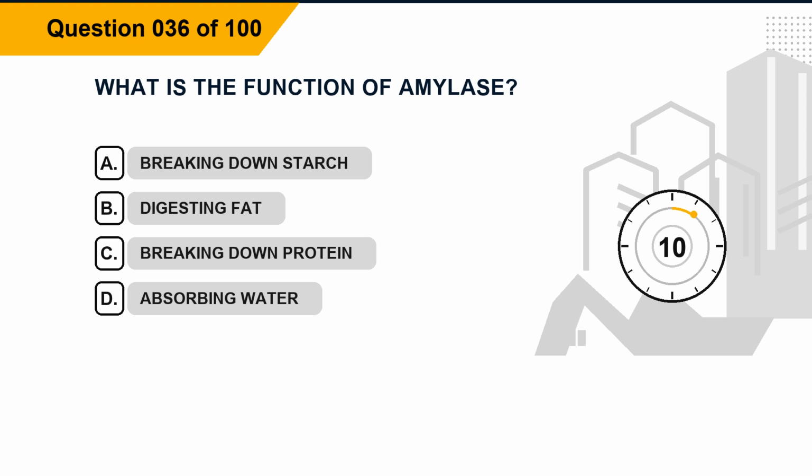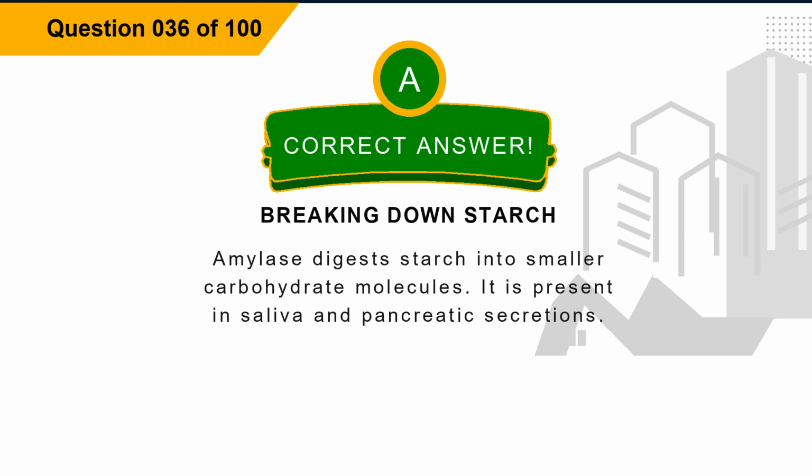Question 36. What is the function of amylase? Option A, breaking down starch. Option B, digesting fat. Option C, breaking down protein. Option D, absorbing water. The correct answer is option A, breaking down starch. Explanation. Amylase digests starch into smaller carbohydrate molecules. It is present in saliva and pancreatic secretions.